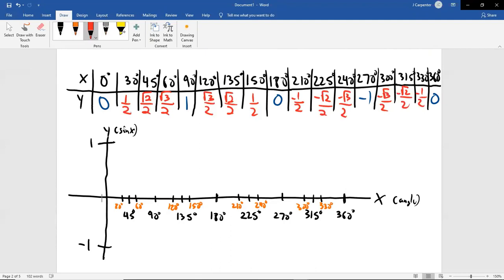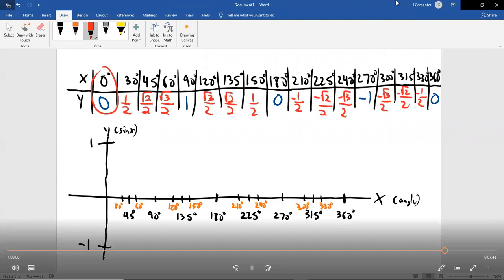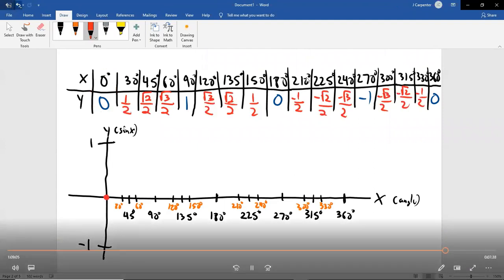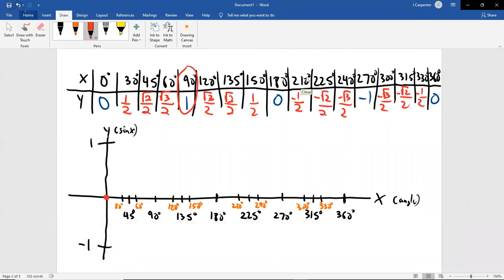So the coordinates are read vertically. So this is a coordinate, 0, 0, 0 degrees, 0 up or down. That's right here. In fact, I'm going to go ahead and do the blue ones first. So I'm going to do the 90 degrees and 1 next. So we're going to go right 90 and up 1. Then I'm going to do the 180 and the 0. So we go right 180 degrees and up or down nothing.